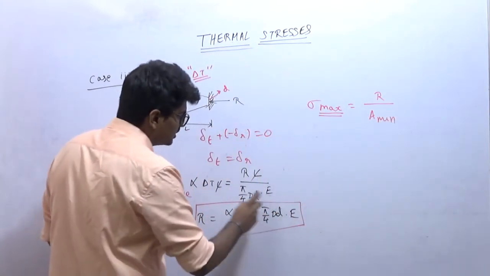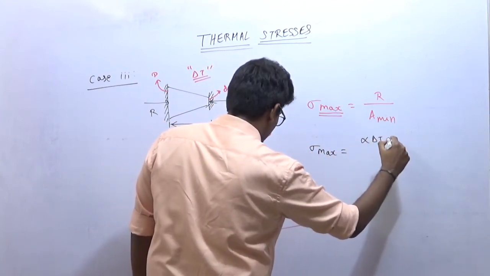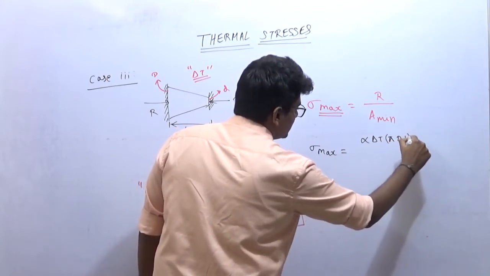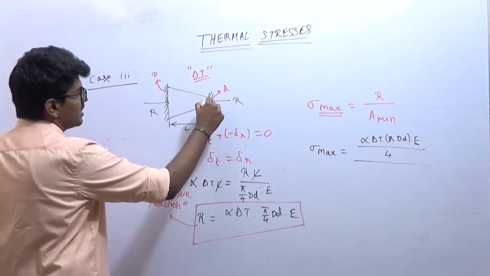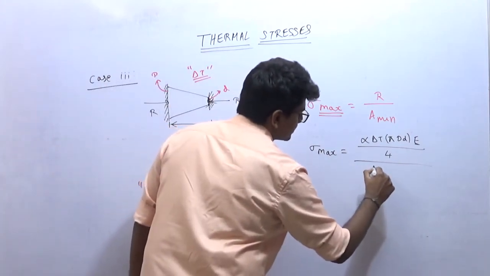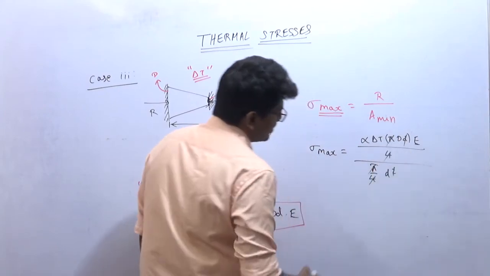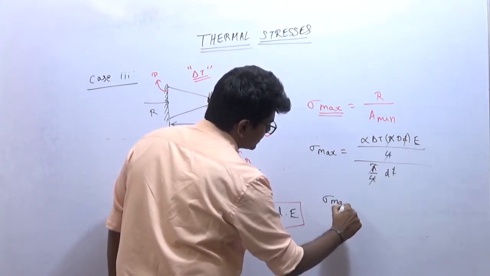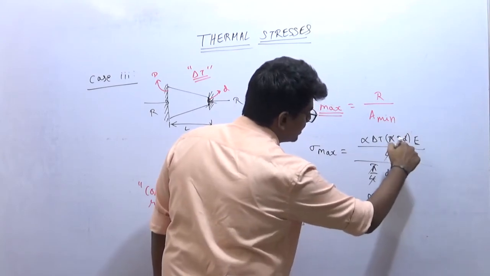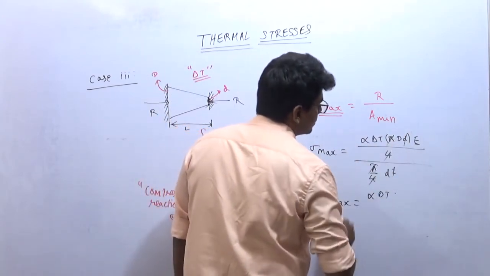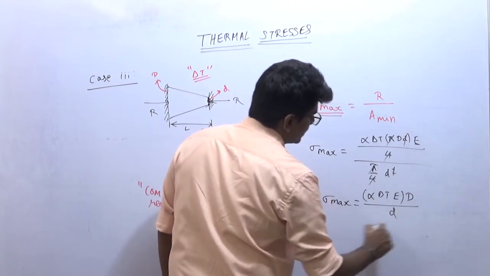So R is this. So sigma max is equal to alpha delta T pi D d E by 4, the whole divided by the minimum area. This is our minimum area, that is pi by 4 d square. The pi by 4 will get cancelled. So finally, what is our sigma max? Alpha delta T E into D by d, since there was one d in the denominator.